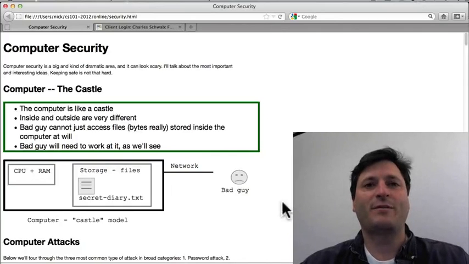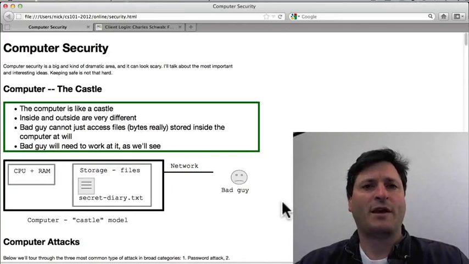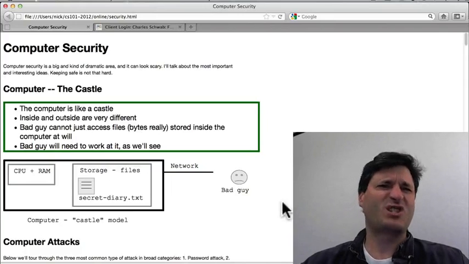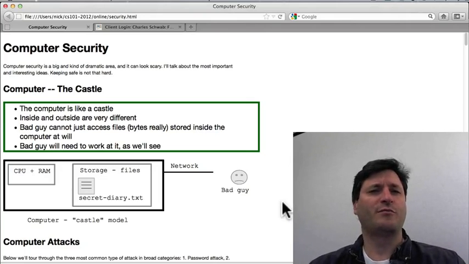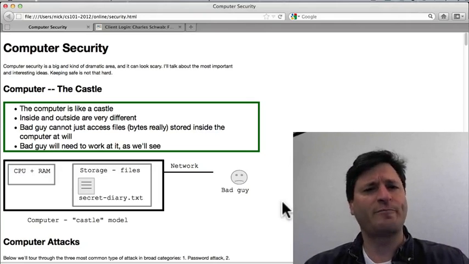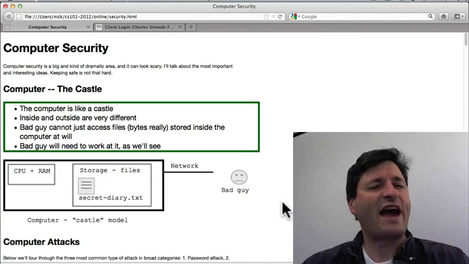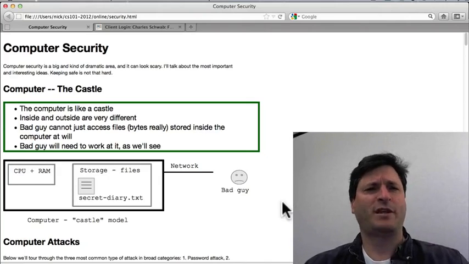So in this section, I'm going to talk about computer security. Now, computer security is kind of a scary, sort of dramatic topic, but it doesn't need to be. So I'm going to talk about some of the most important cases, and in particular, staying safe is not that hard. It doesn't need to be that complicated.